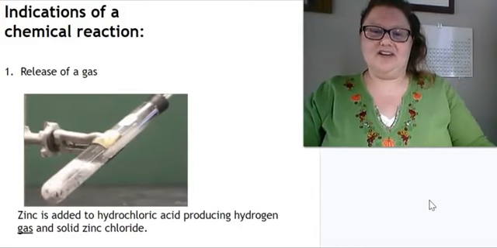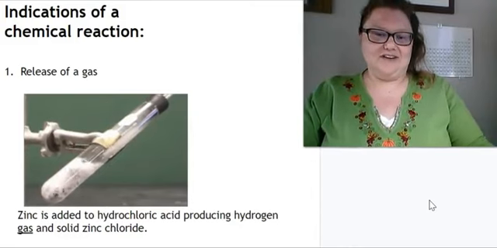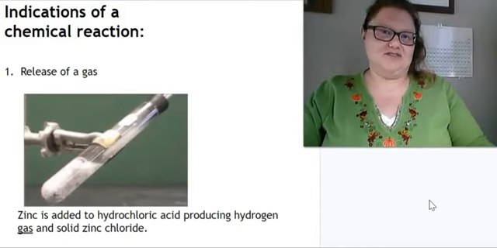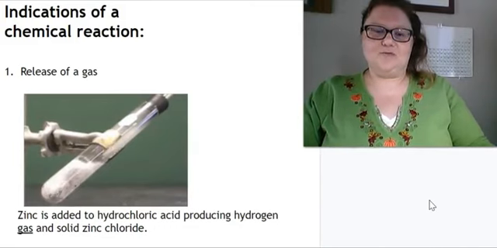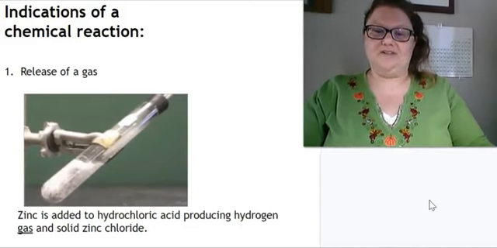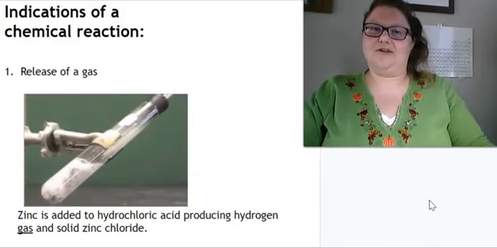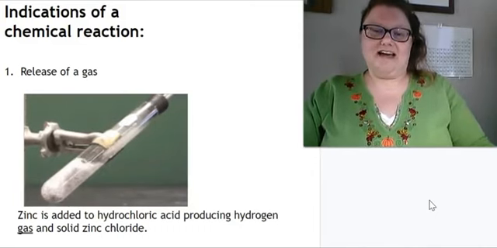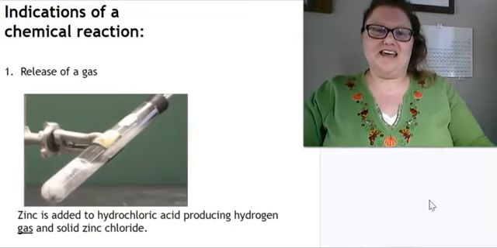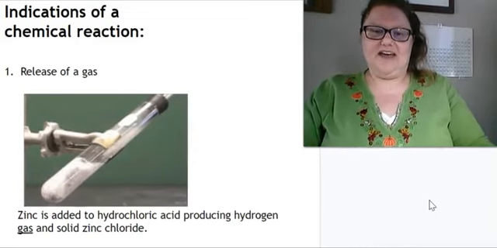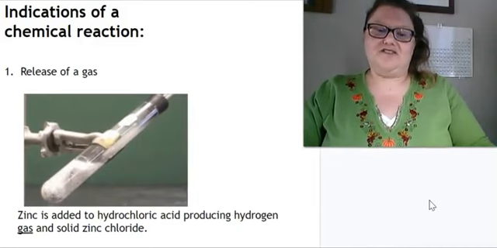We have an example here with this animating image, and it has a caption underneath. In this image, we see zinc, which is a solid metal, being added to hydrochloric acid. This is a clear liquid. But when they react, we see hydrogen gas being formed. And then what will remain is a solid, zinc chloride.